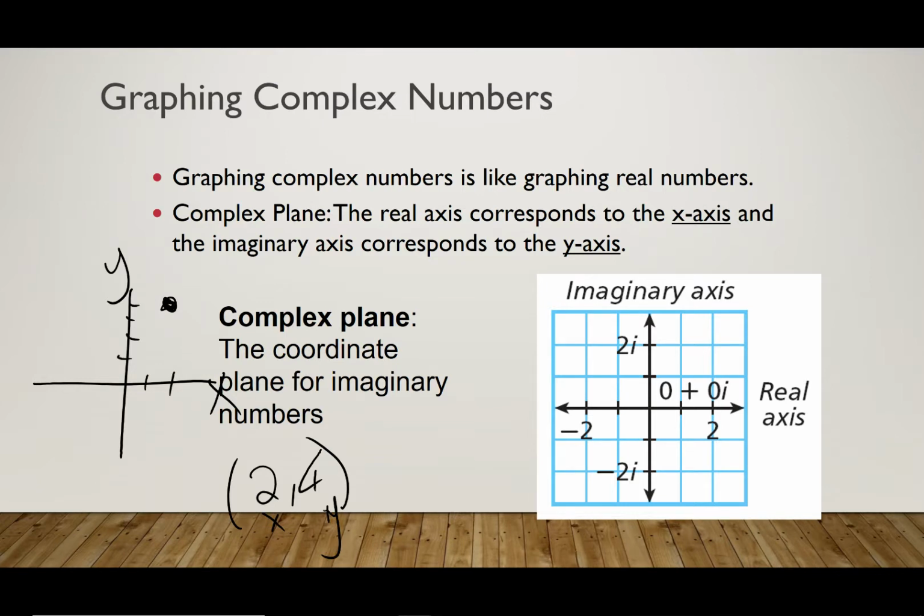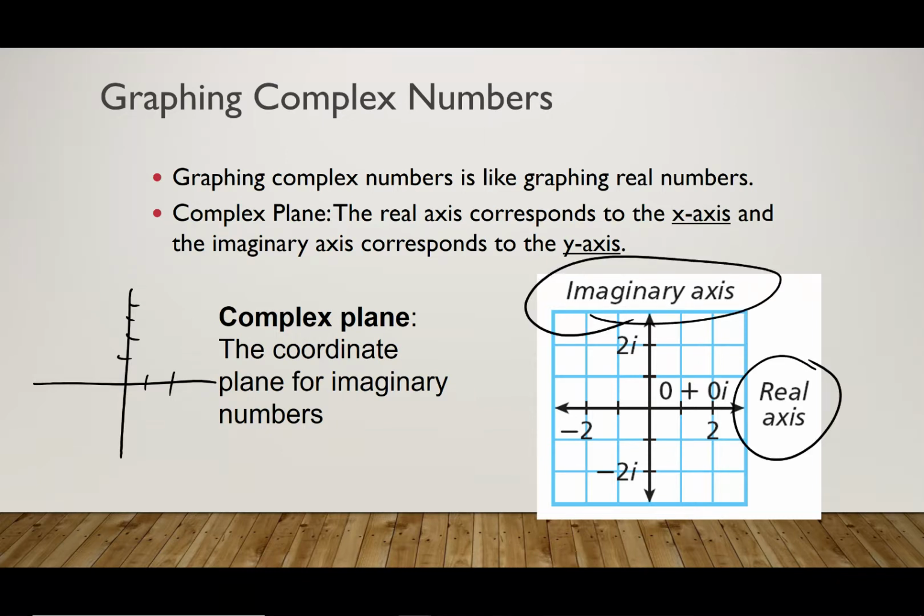It's pretty much the same thing when you're graphing complex numbers, except you're not going to have an x-axis and a y-axis. You're going to have a real number axis and an imaginary number axis. But it looks the same, it acts the same, it's not really any different.